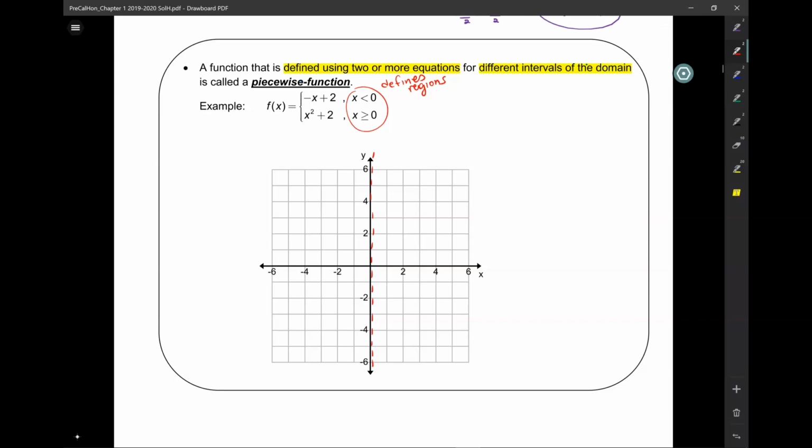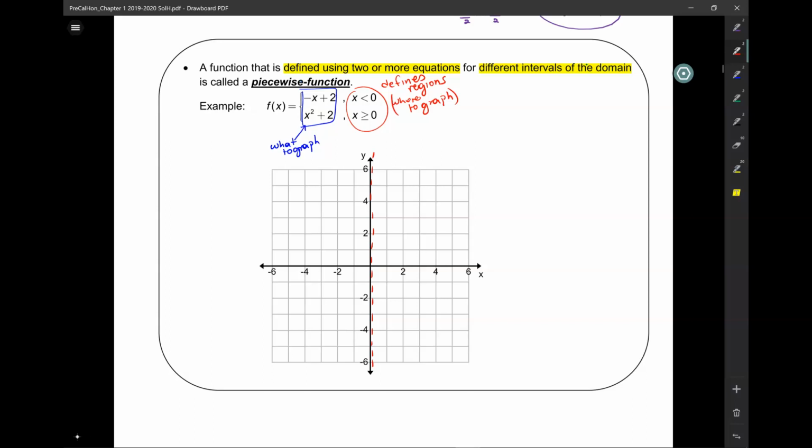Okay, now these are what to graph. So if this is what to graph, then the red was where to graph them. Okay? So now, on the left, when x is less than or equal to 0, I'm going to graph negative x plus 2. On the right, I'm going to graph x squared plus 2.